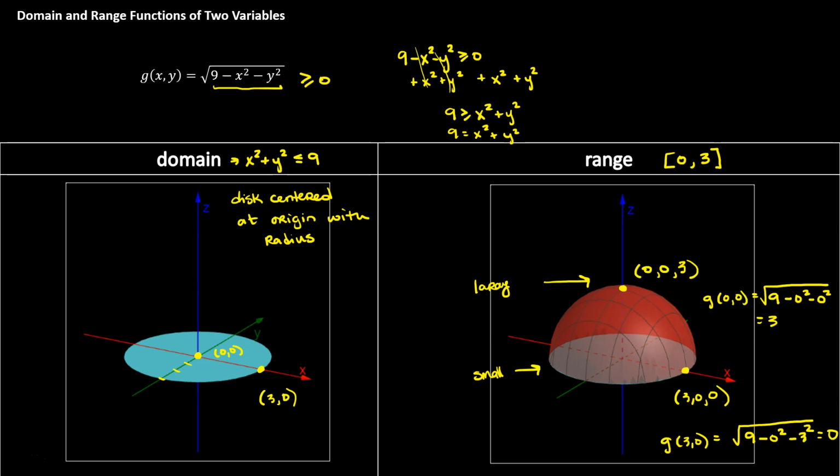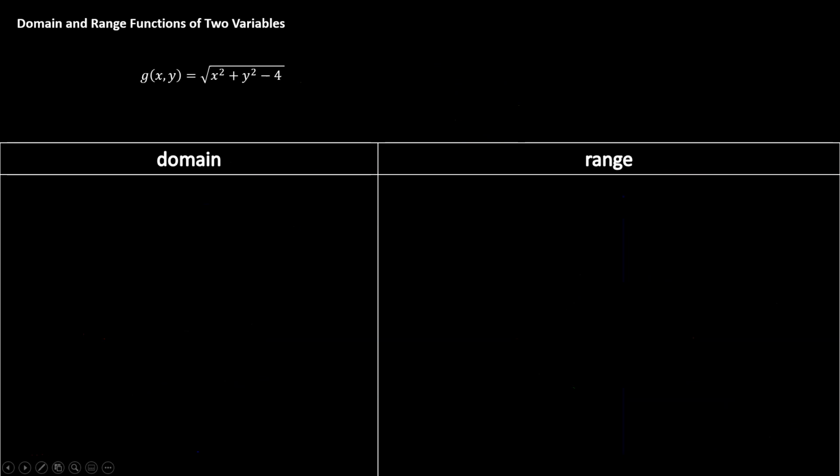And then for the range, because the range is only talking about the one dependent variable, we can list that as an interval if we'd like, or we could list it as an inequality. Either one is fine. Let's take a look at another function, g, with two independent variables again, x and y.